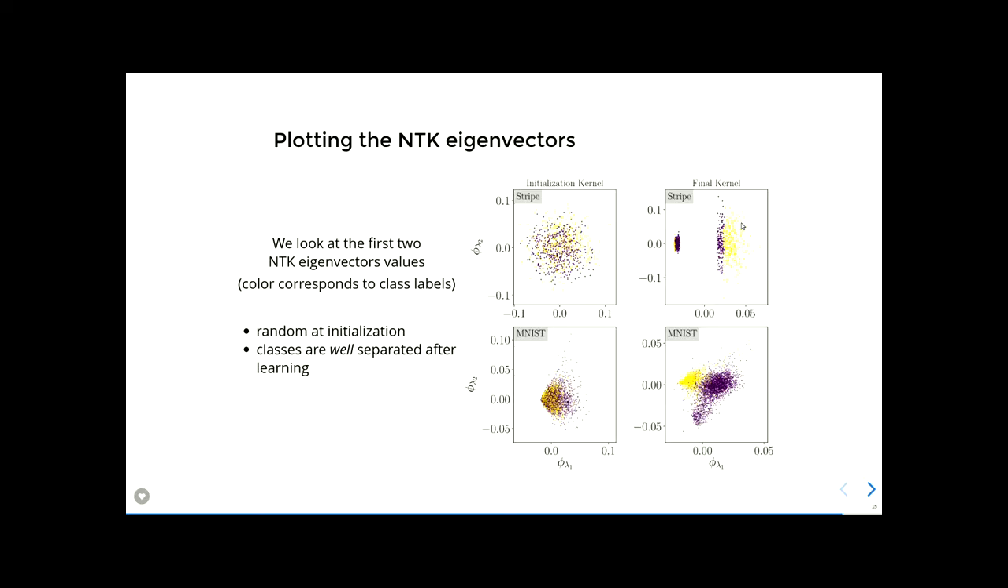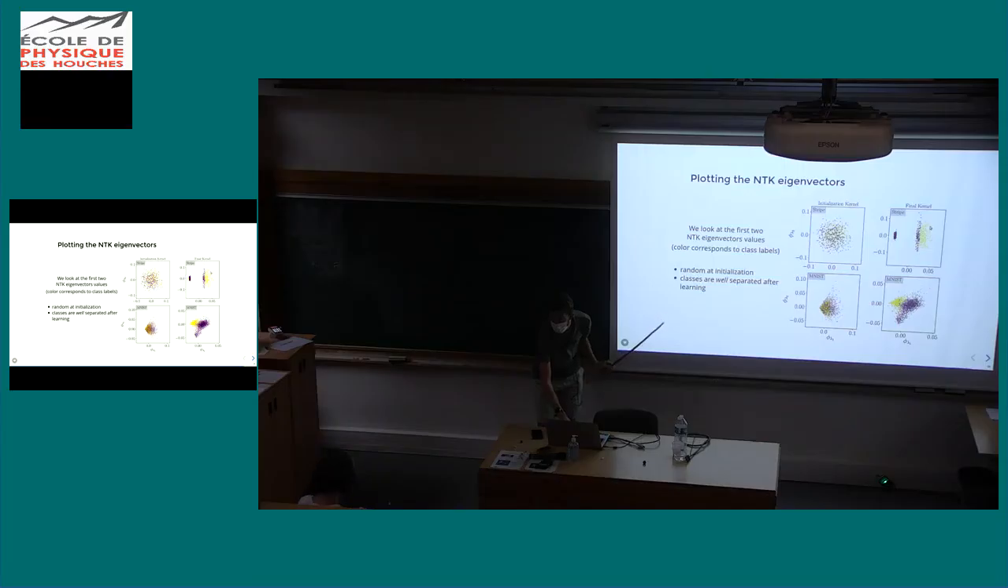I have 30 more seconds. I'll just say that we can plot these eigenvectors. What we have in this plot is the scatter plot of the first two eigenvectors, and the points are colored depending on the label. This was just to connect with the fact that they have a high projection with the label. In the first column we have the kernel at initialization for the stripe and MNIST, and we see that there is no structure depending on the label.